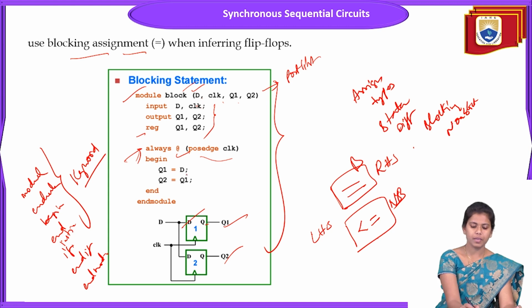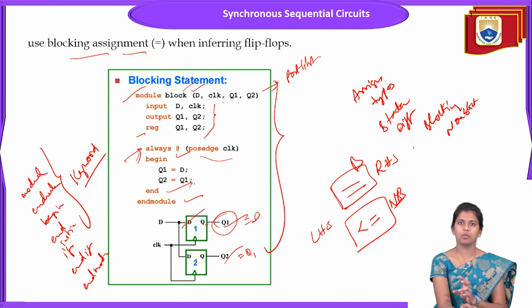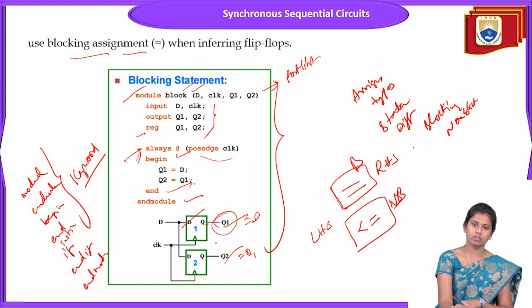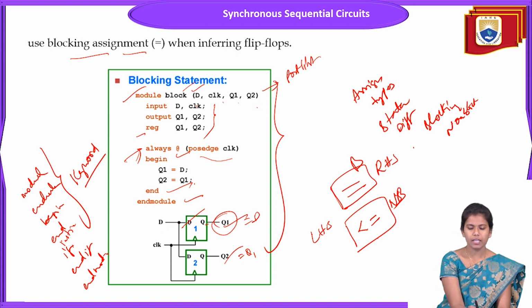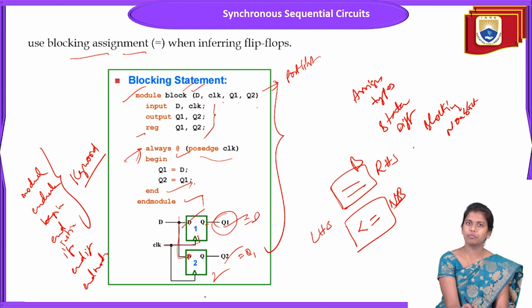Now begin. Begin says that Q1 = D, so the output is D, and one more output, Q2 = Q1. Then endmodule. This is with the help of two D flip-flops, and the coding shows how the outputs are obtained. Here D is an input, and the same common input is given to another flip-flop. This is D flip-flop 1 and this is D flip-flop 2, and the same clock is given to D flip-flops 1 and 2.